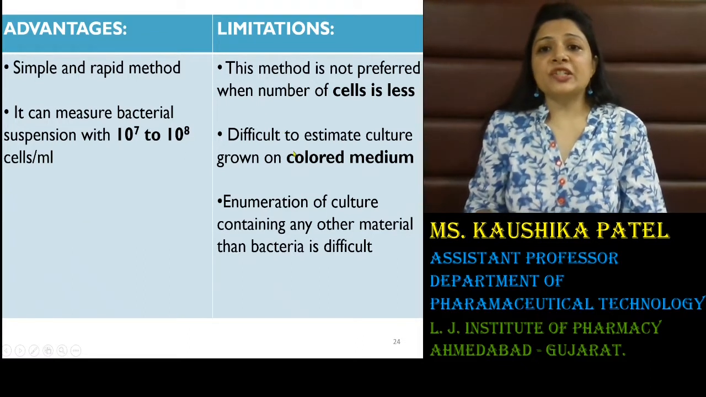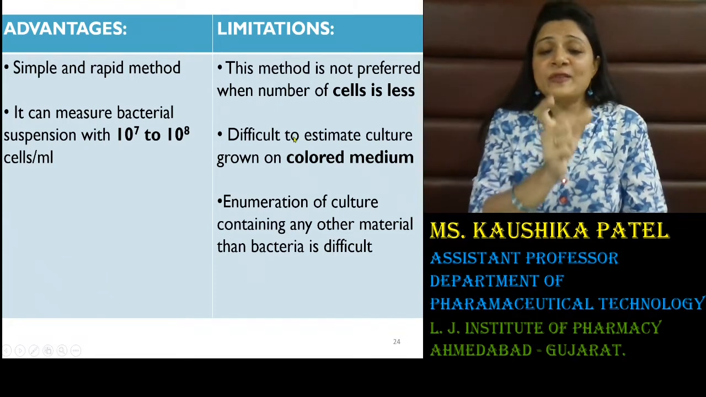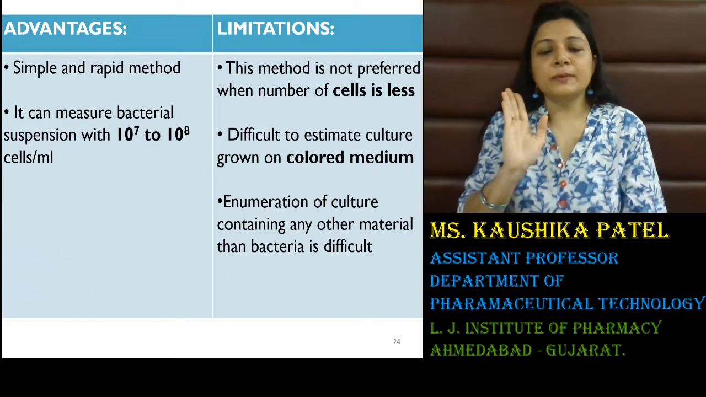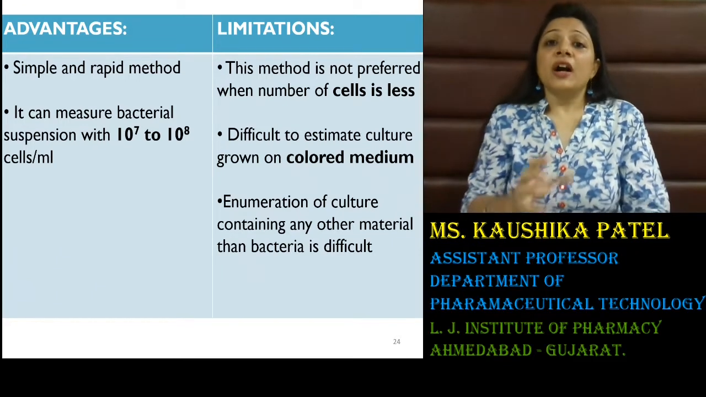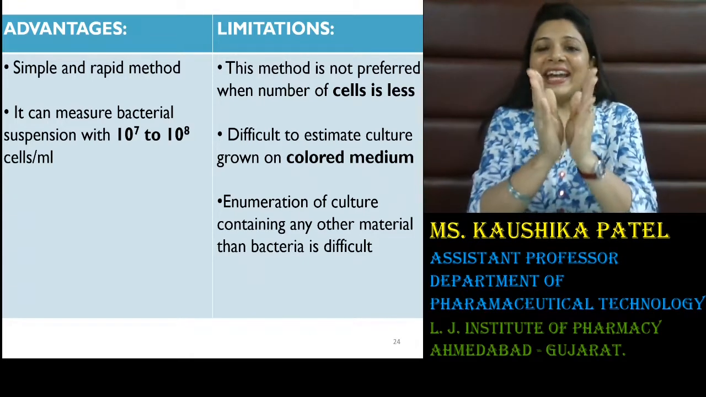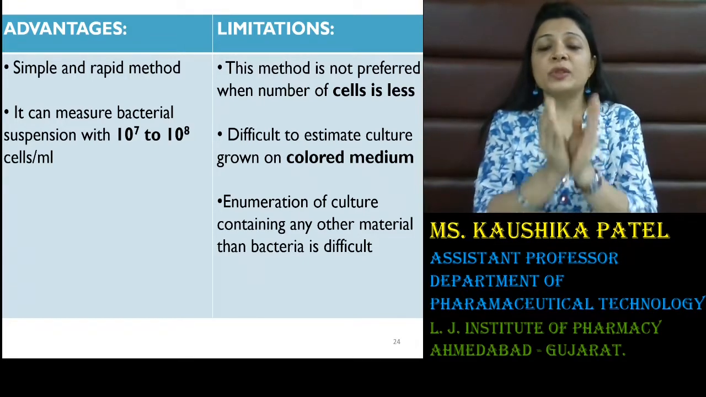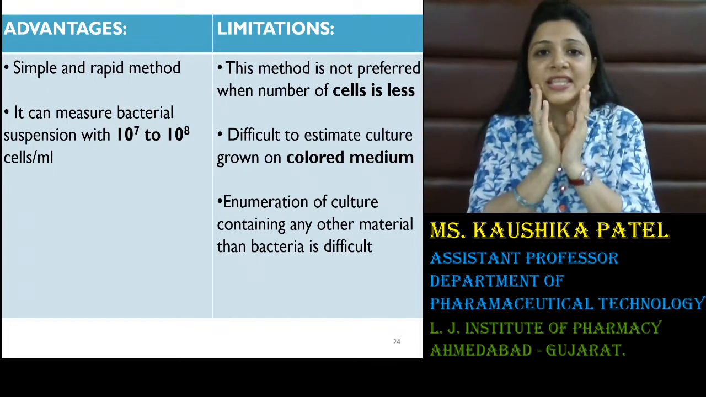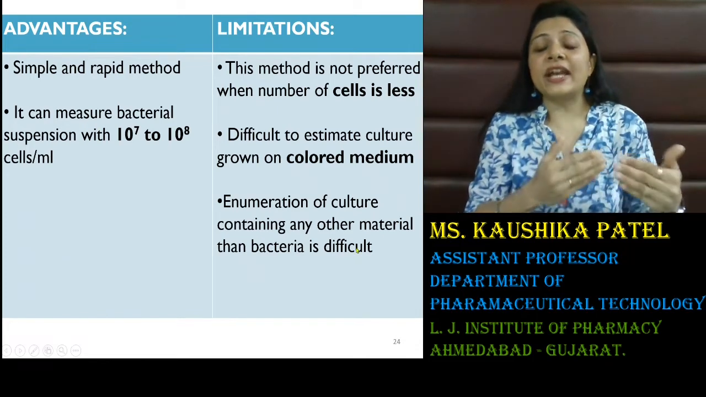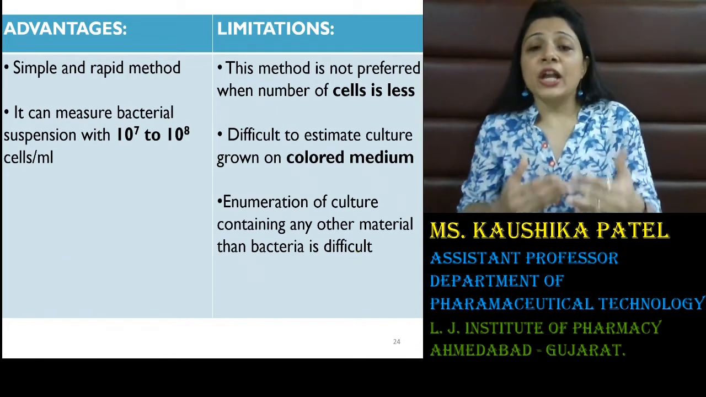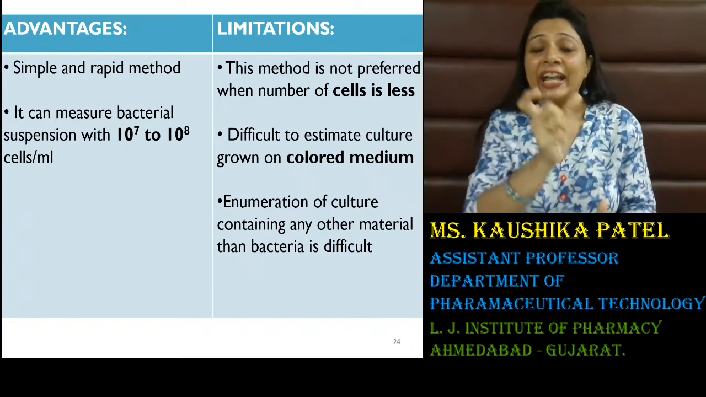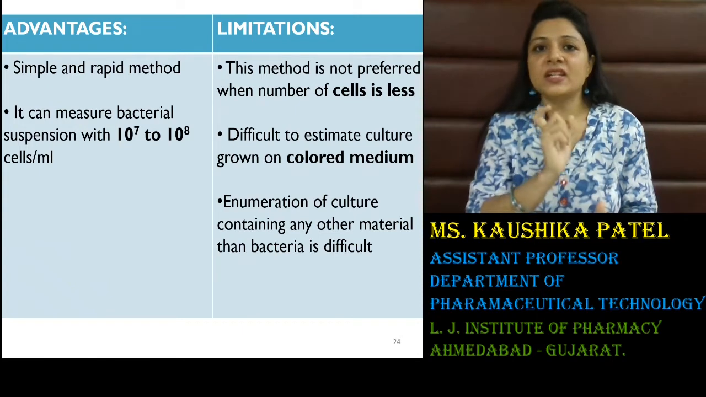But what are the limitations? When the number of cells is low, this method cannot be preferred. So it is preferred for dense suspensions but not for dilute suspensions. If you are using a colored liquid medium for growing the bacterial cells, then the color of the medium may interfere with the turbidity measurement of the sample. And sometimes any other material present in the sample will be considered in the turbidity measurement, and so you will not get an accurate count of the number of cells present in the sample.